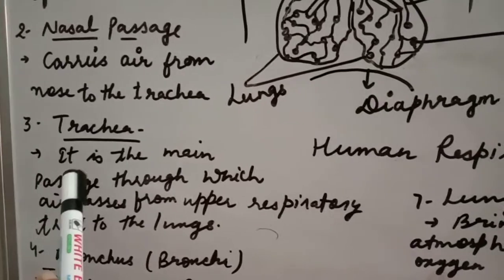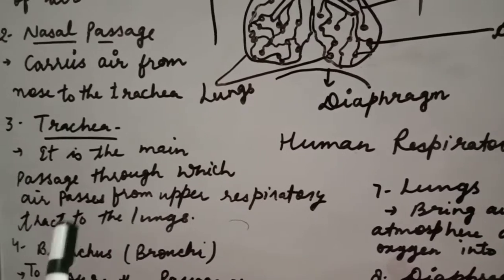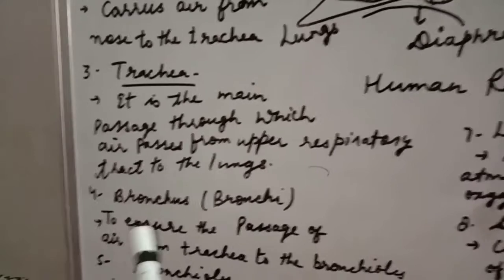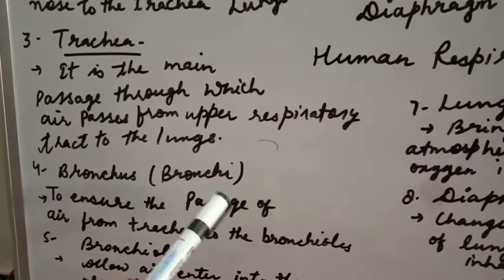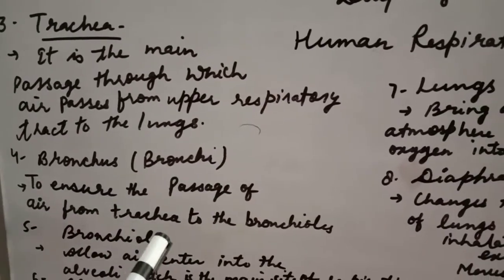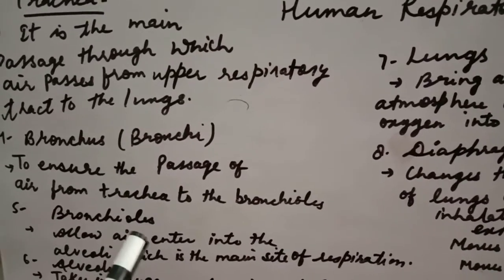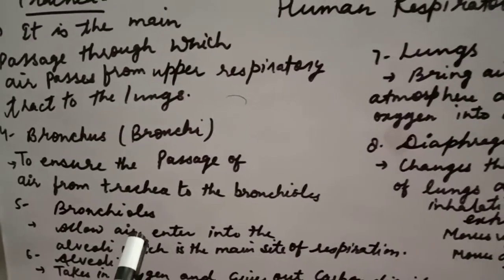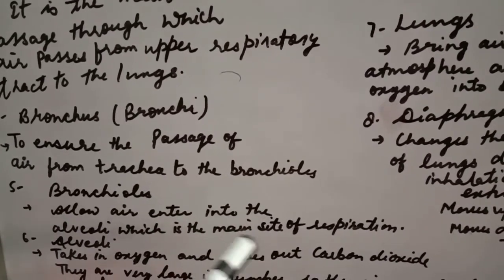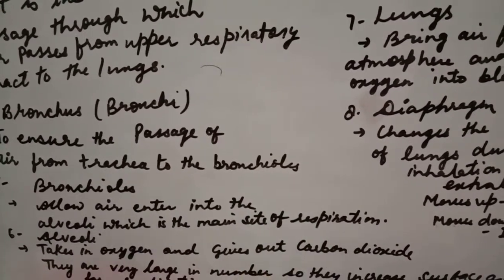Then the function of trachea is that it is the main passage through which air passes from upper respiratory tract to the lungs. Then we are having bronchus or bronchi. The function of bronchus is to ensure the passage of air from trachea to the bronchioles. And bronchioles, which are the branches of bronchus, they allow the air to enter into the alveoli, and alveoli is the main site of respiration.